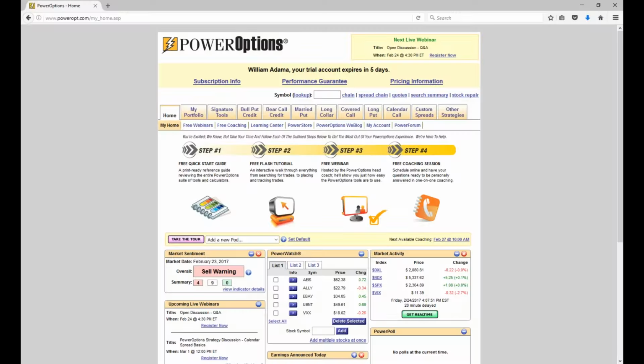There we go. Okay, and let's see. We're showing the Power Options screen? Absolutely, yes, we are.